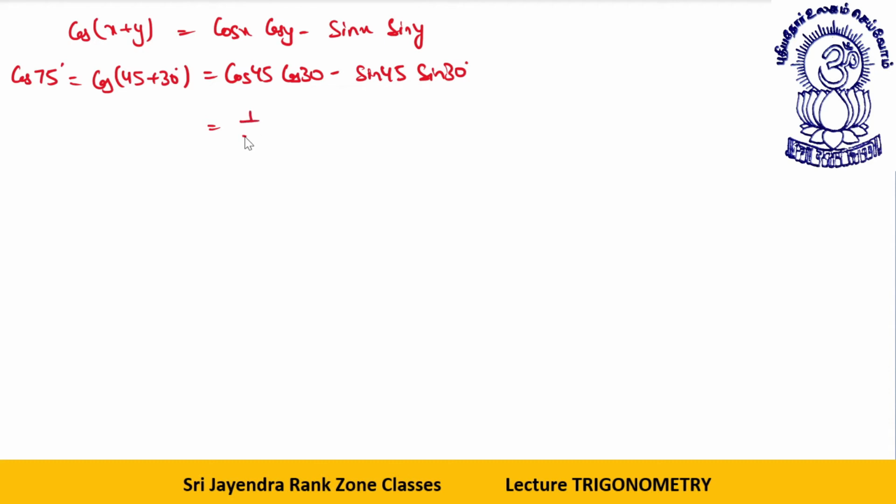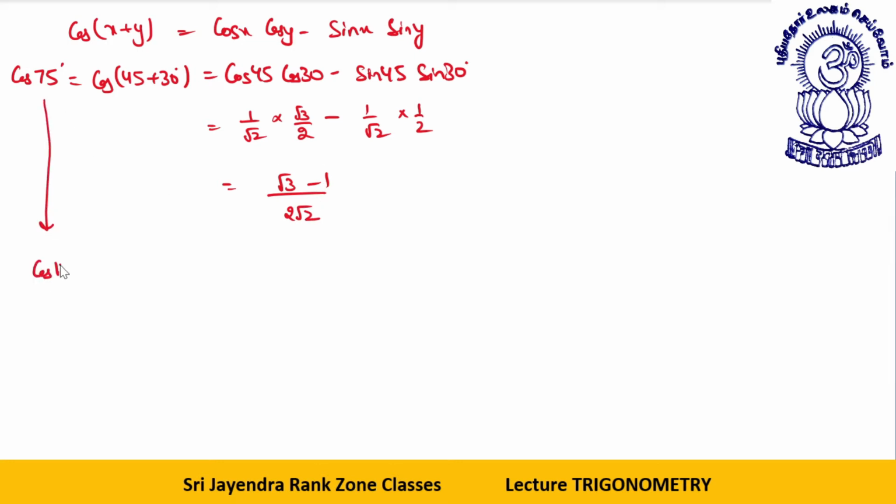Cos 45 is 1 by root 2. Cos 30 is root 3 by 2, minus sin 45 is 1 by root 2. Sin 30 is 1 by 2. So overall it will be root 3 minus 1 by 2 root 2. Clear? Done.